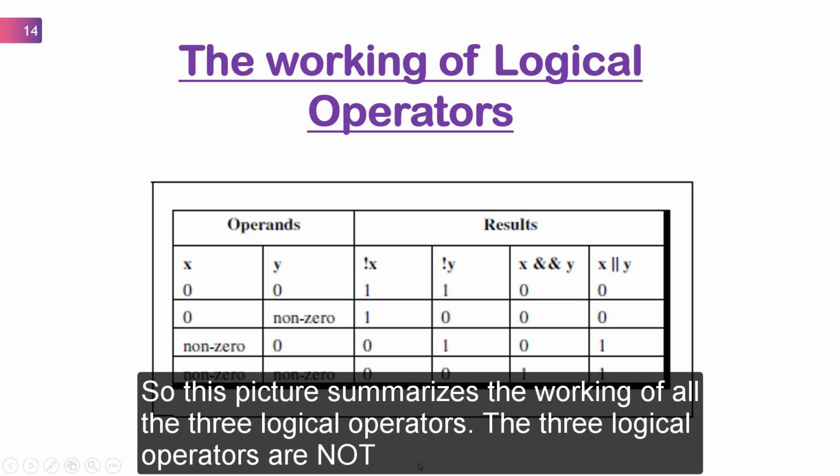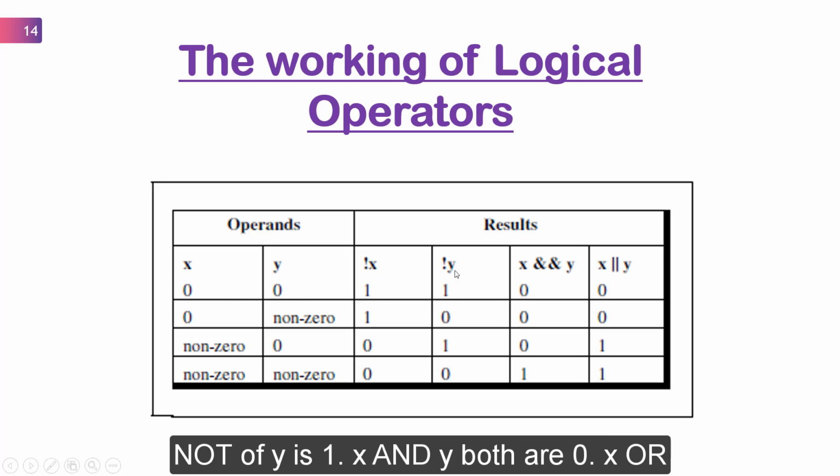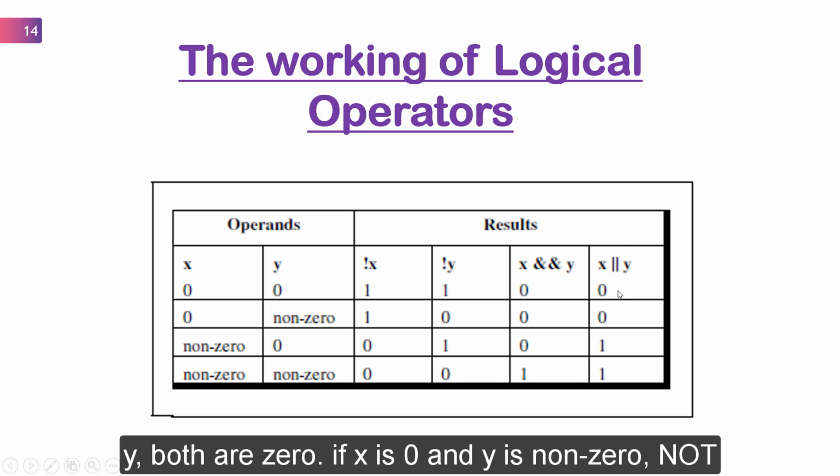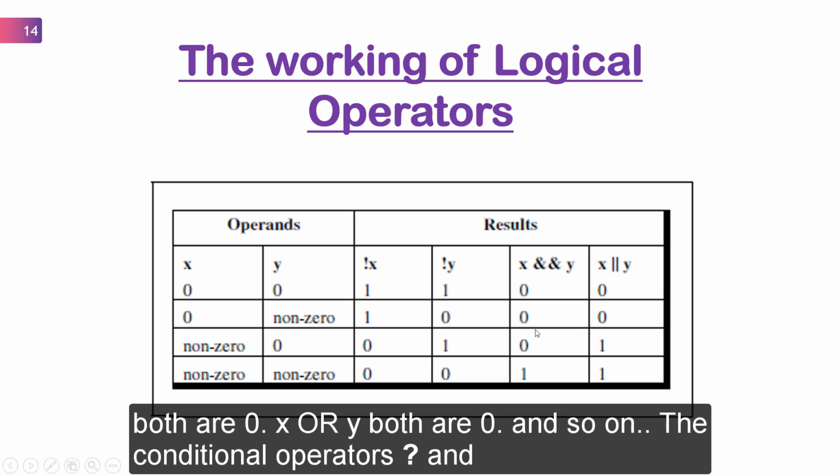So this picture summarizes the working of all the three logical operators. The three logical operators are not, and, or. So let x and y be 0. Then not of x is 1, not of y is 1. X and y both are 0. X or y both are 0. If x is 0 and y is non-zero, not of x will be opposite of 0, that is 1. Not of y will be opposite of non-zero, that is 0. X and y both are 0, x or y both are 0, and so on.